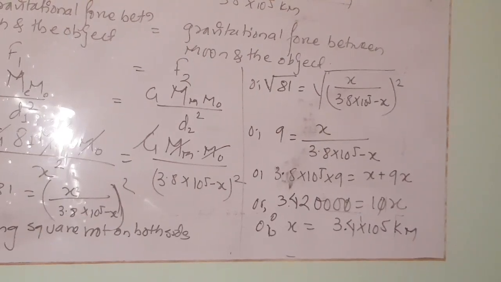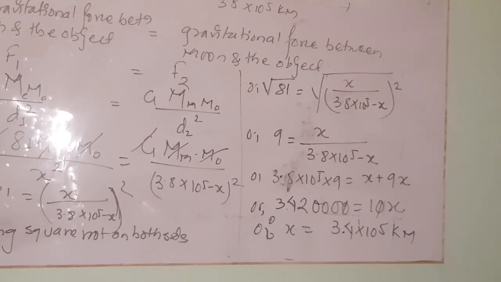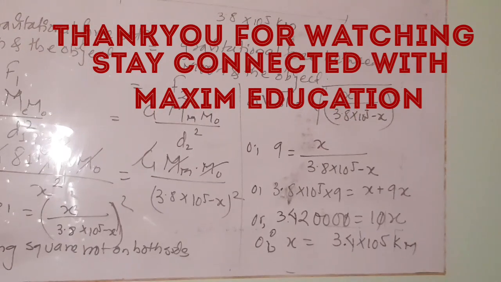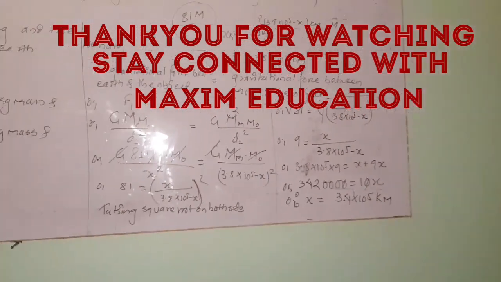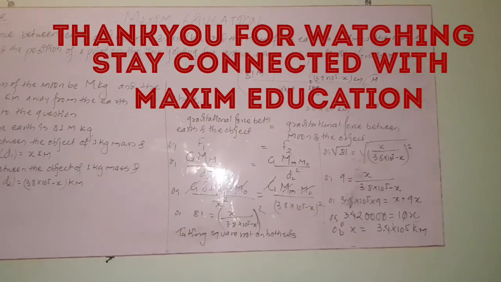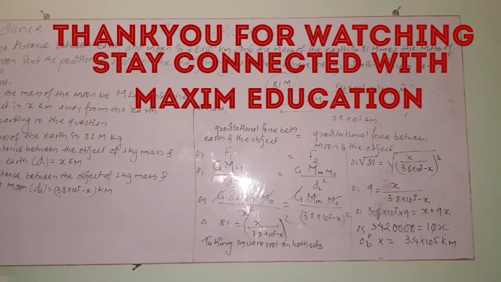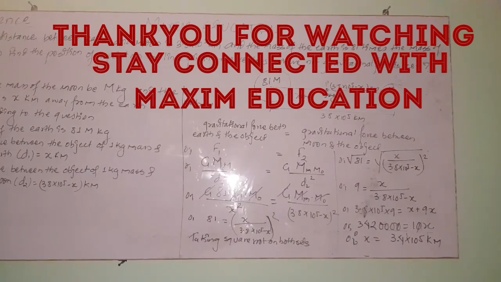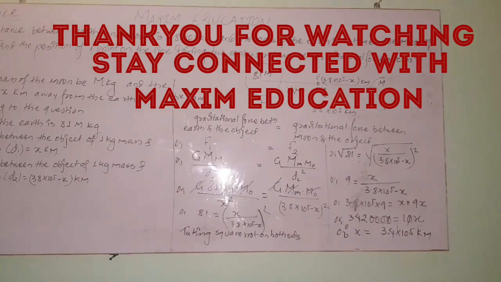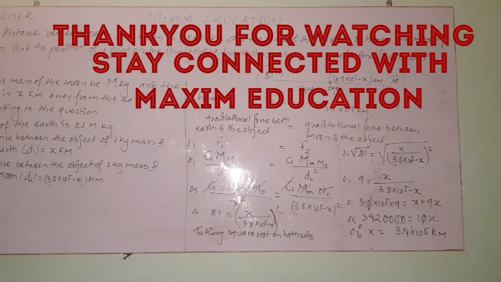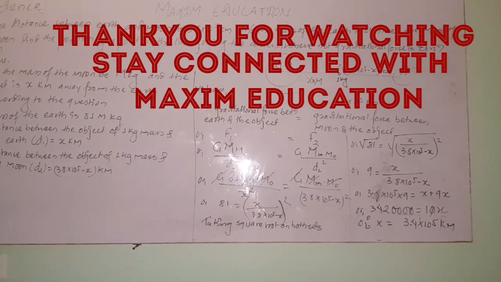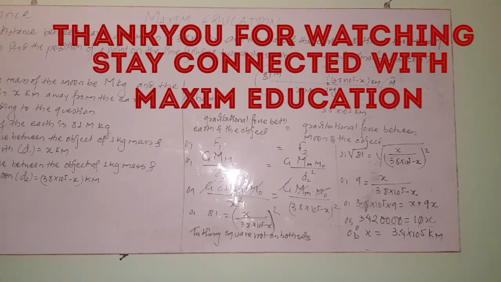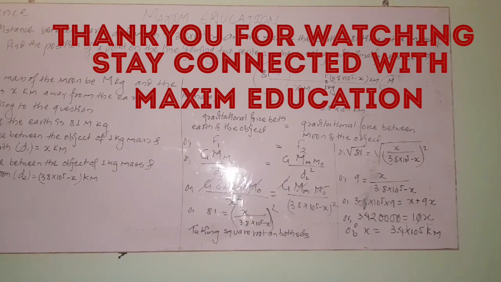So the value of x will be 3.4 into 10 to the power 5 kilometers. So the distance of the object that we had supposed x kilometer is 3.4 into 10 to the power 5 kilometer, or 3.4 into 10 to the power 8 meter from the surface, so from the center of the earth. Like this the problem is solved.